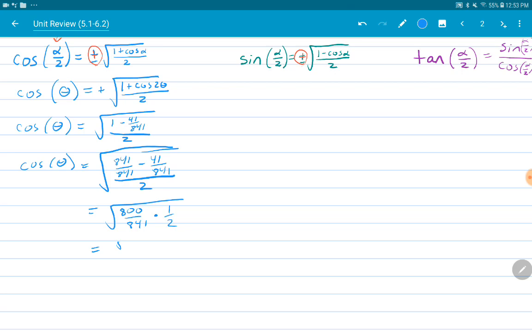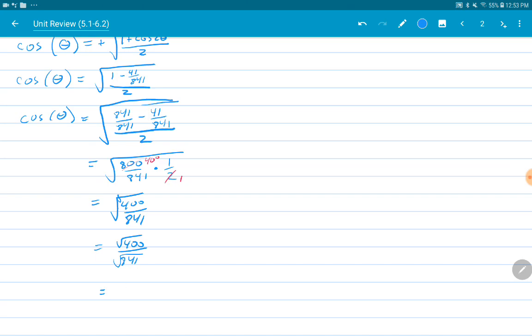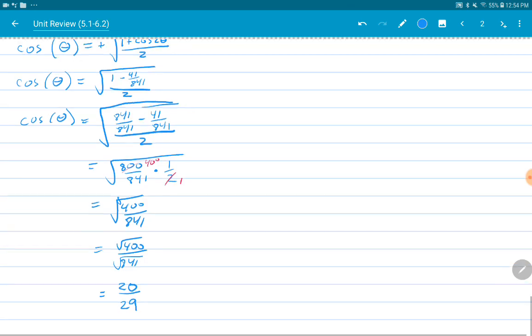So I'm going to reduce a little bit here, so I'll use my red. That 2 and the 800 cancel or reduce, and I'm left with square root of 400 over square root of 841. And those are both perfect squares. So square root of 400 is 20. Square root of 841 is 29. So I'm left with cosine equals 20 over 29.